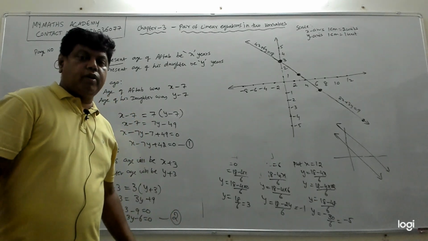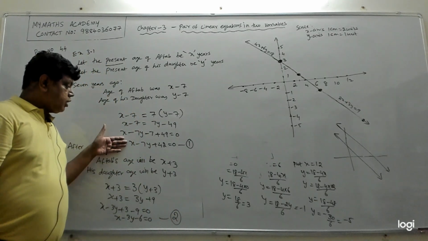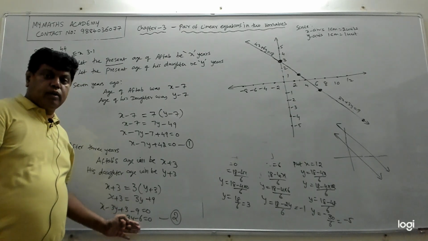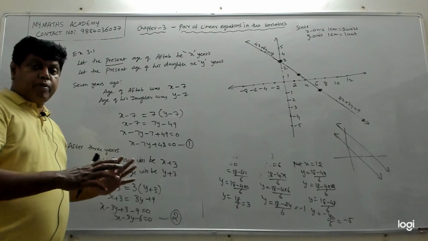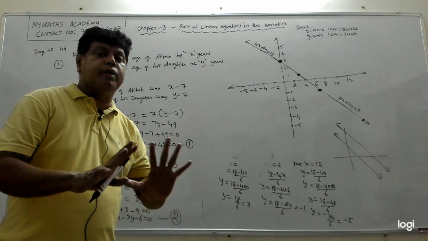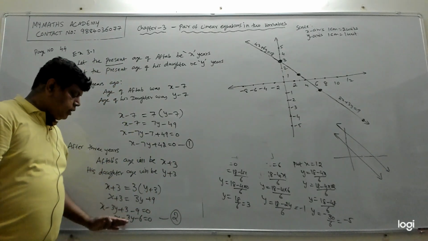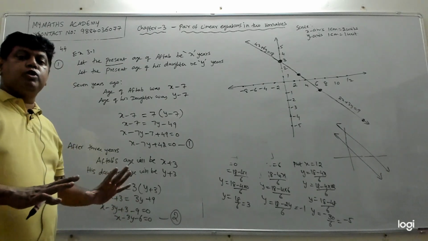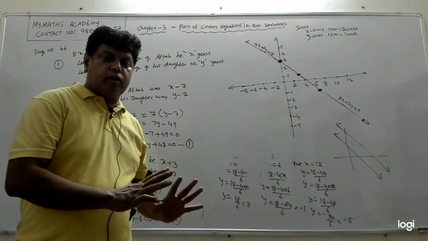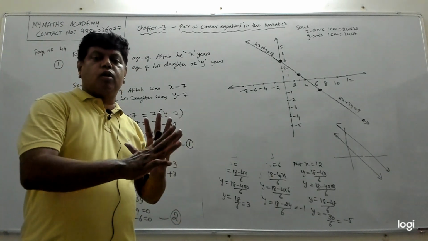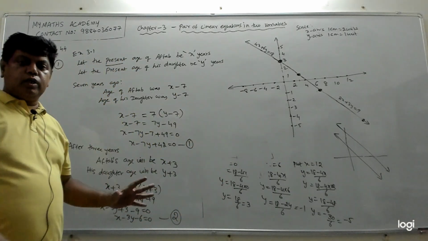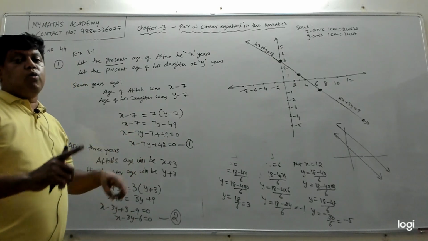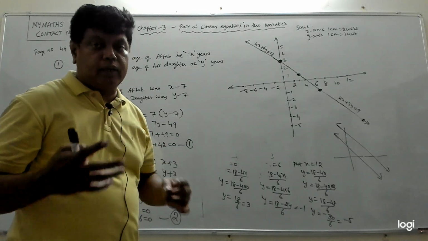So now what we have done, we have represented the first equation and second equation algebraically. These two equations represent the given situation algebraically. Once you find the equations, you have represented the given situation. The given situation is whatever conversation Aftab was having with his daughter. That situation you have represented algebraically. Now we should do it graphically.